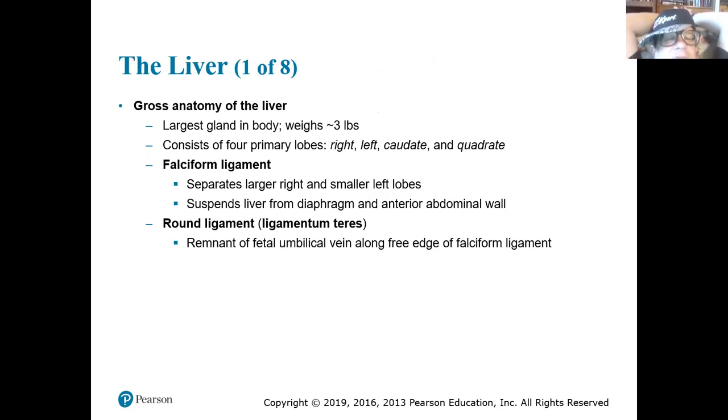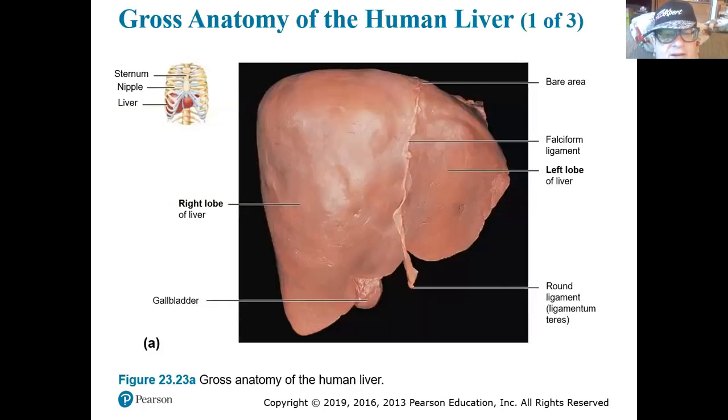There is a falciform ligament that separates the larger right lobe and the smaller left lobes. It also suspends the liver from the diaphragm and the abdominal wall. Then you also have what they call the round ligament, ligamentum teres. That used to be the fetal umbilical vein, and it's shriveled up now because it's not used, until you have just the connective tissue left.